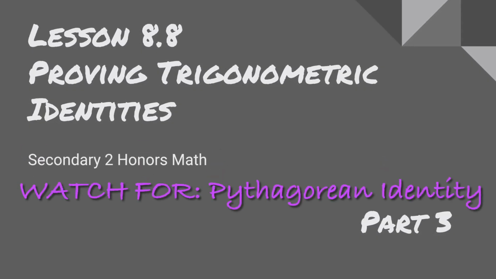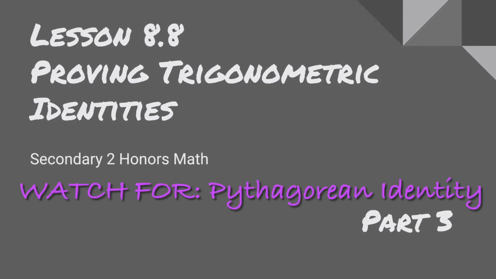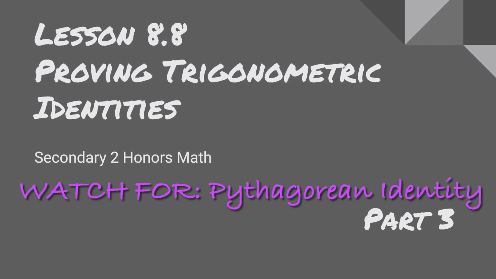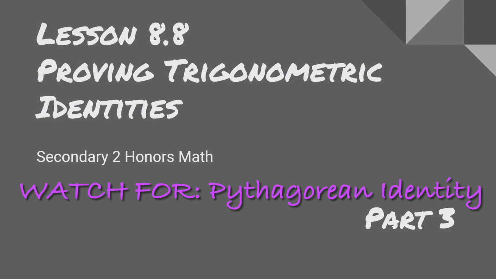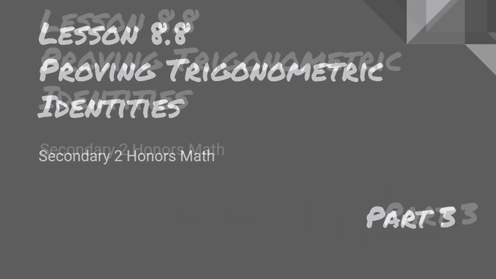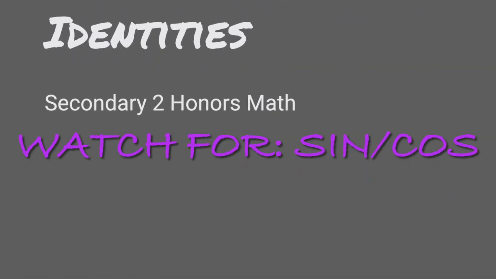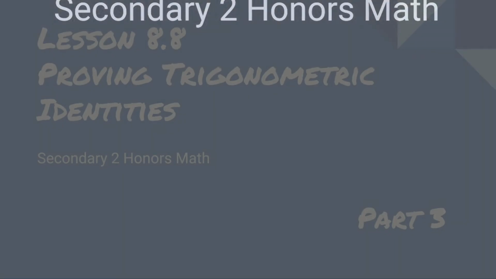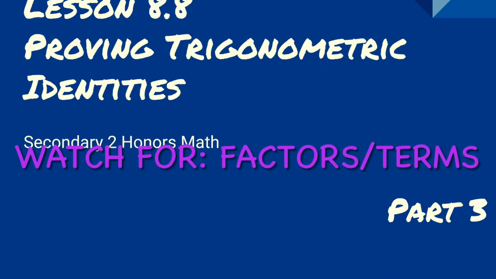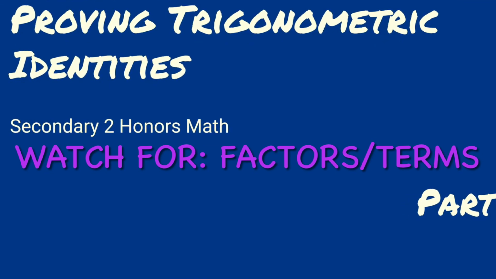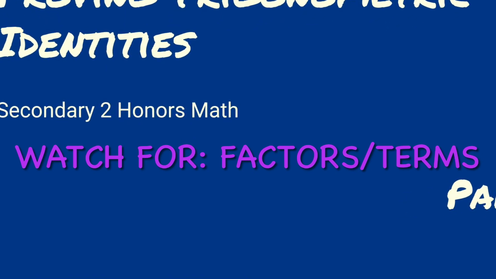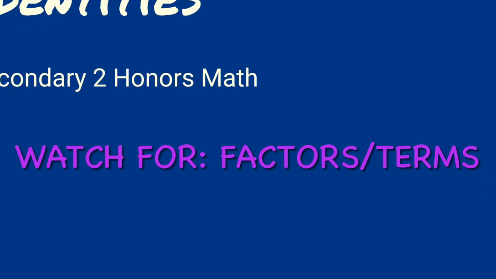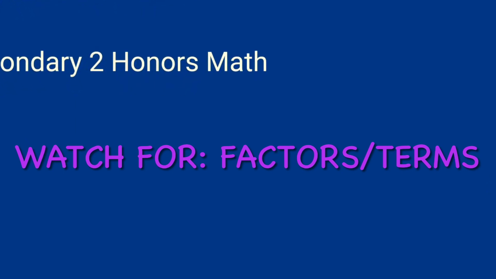Okay, you should now be ready to do the lesson. Be on the lookout for a Pythagorean identity. The cosine squared plus sine squared equals 1. Watch for writing everything in terms of sine and cosine. And remember things about factors and terms. Okay, look for ways to factor, look for ways to simplify. Remember to watch for your terms. And good luck.